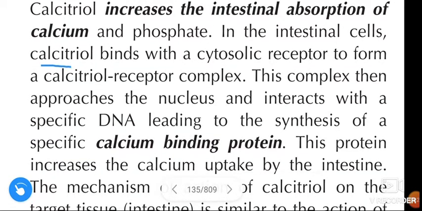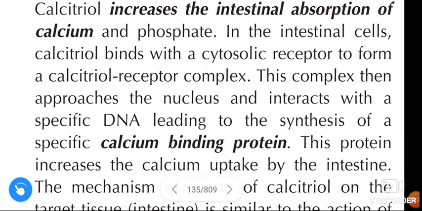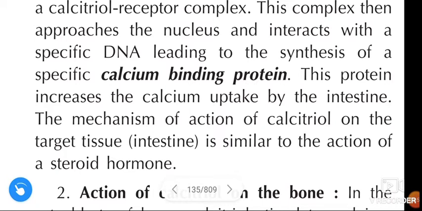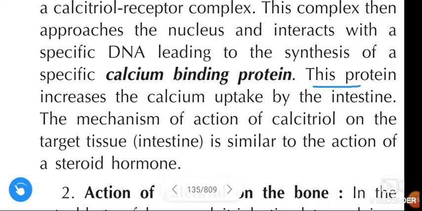See here. First, calcitriol binds with the cytosolic receptor, leads to formation of calcitriol receptor complex. This complex, now present in the cytoplasm, reaches the nucleus. In the nucleus, DNA is present, and this complex interacts with the specific DNA. This DNA leads to the synthesis of specific calcium binding protein. Calcium binding protein increases the calcium uptake by the intestine.